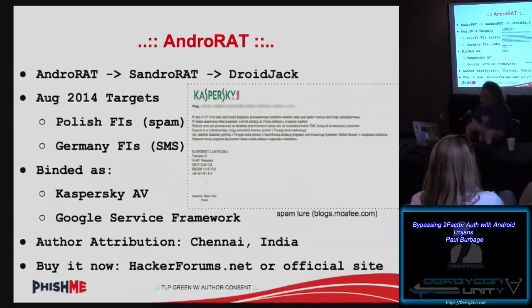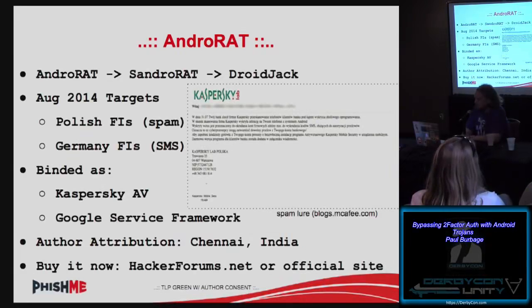So the first family we'll get into is an example of a Java C2 family. First known as AndroRat, it changed its name to SandroRat. Now it's available as DroidJack. In August of 2014, there was an active campaign, as you can see pictured right here, purporting to be from Kaspersky, saying that you needed to install this mobile security application.